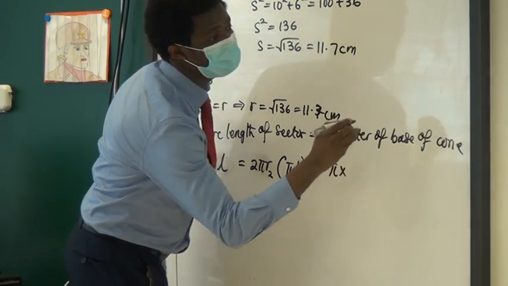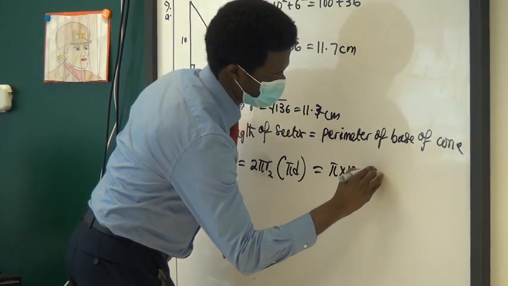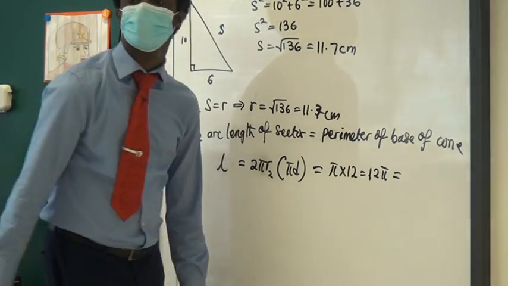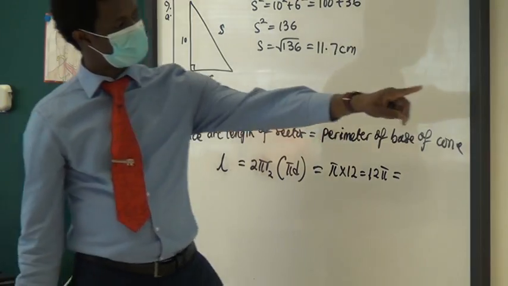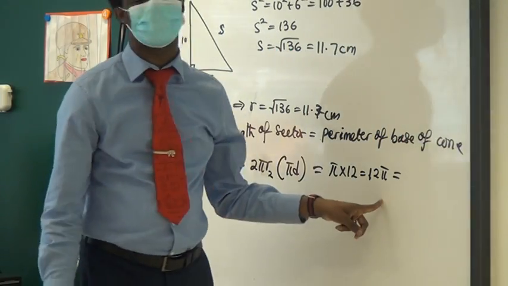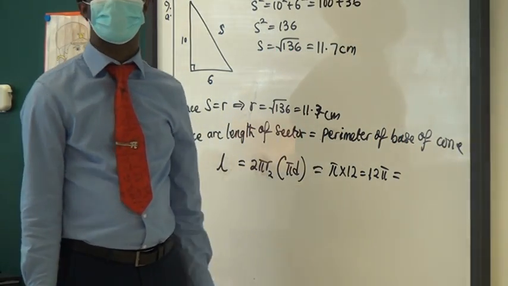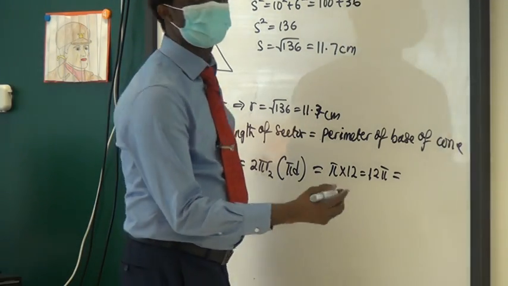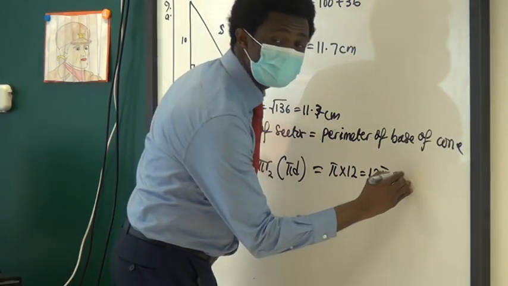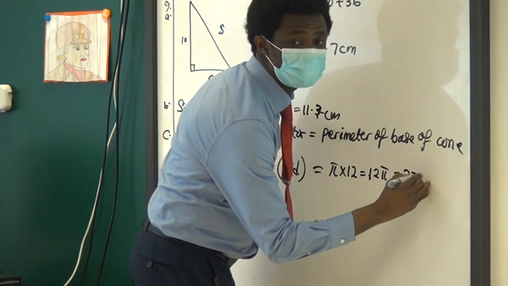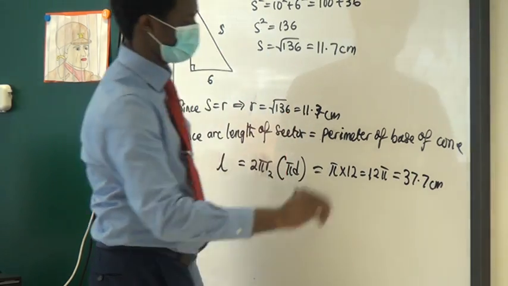Pi times diameter is 12. So 12 pi in 3 significant figures is what? The instruction is for A, B, C, D. So do not stop at 12 pi. Okay? What is 12 pi quickly? Some of you did it. What? 37.7. That's the arc length.